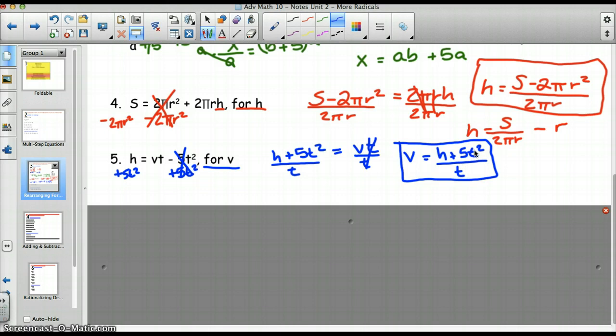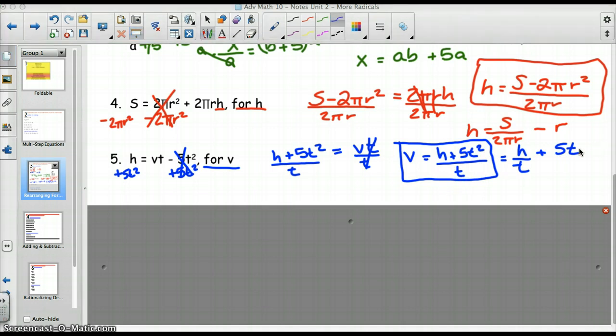But if you notice there's a t on top and a t on bottom, that will reduce in this part of the fraction. So when I break it up, my h from the first part, h plus, that h has to go over the t. The second part is 5t squared over t. So I have 5t because the extra t on top and bottom will cancel.